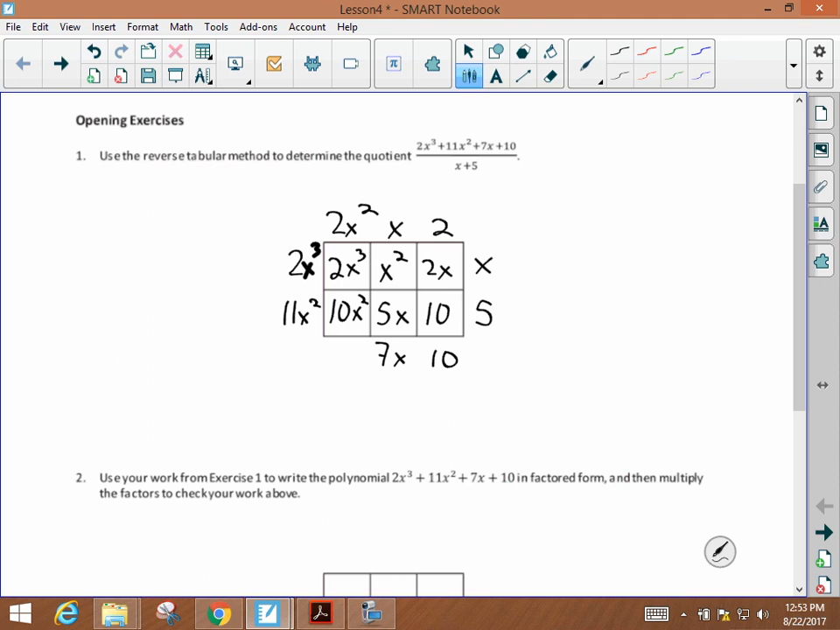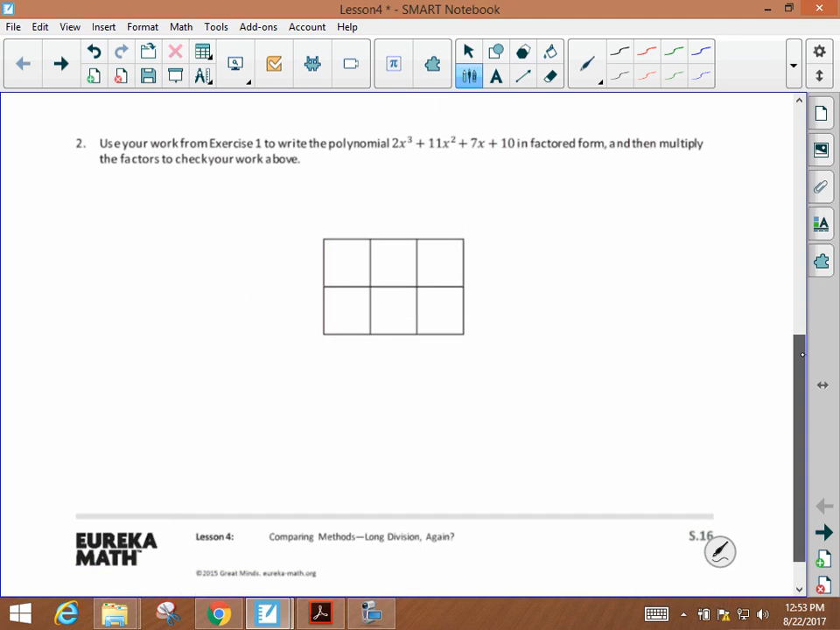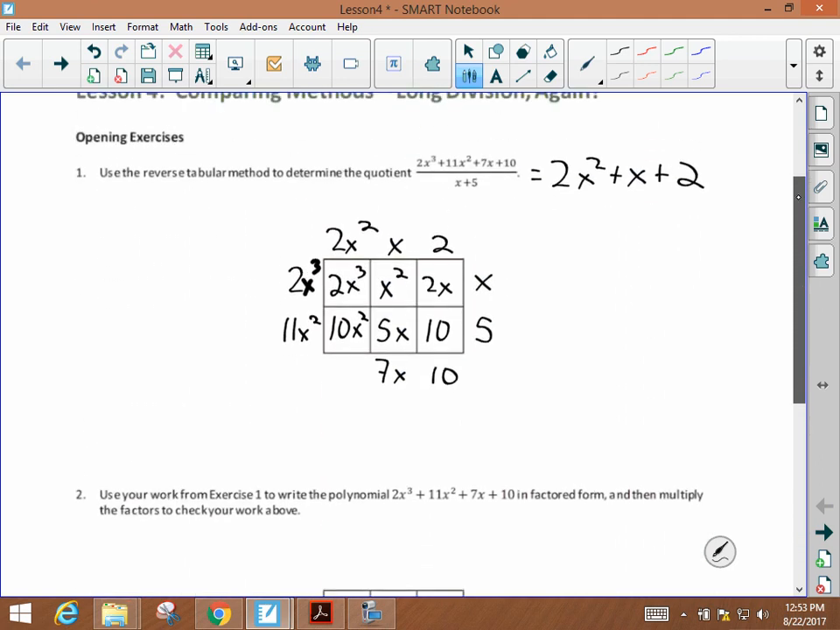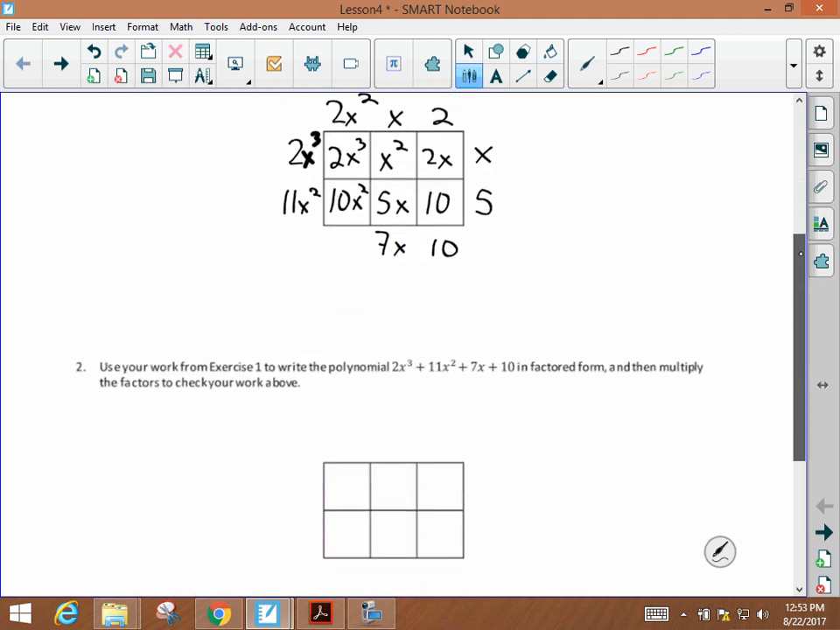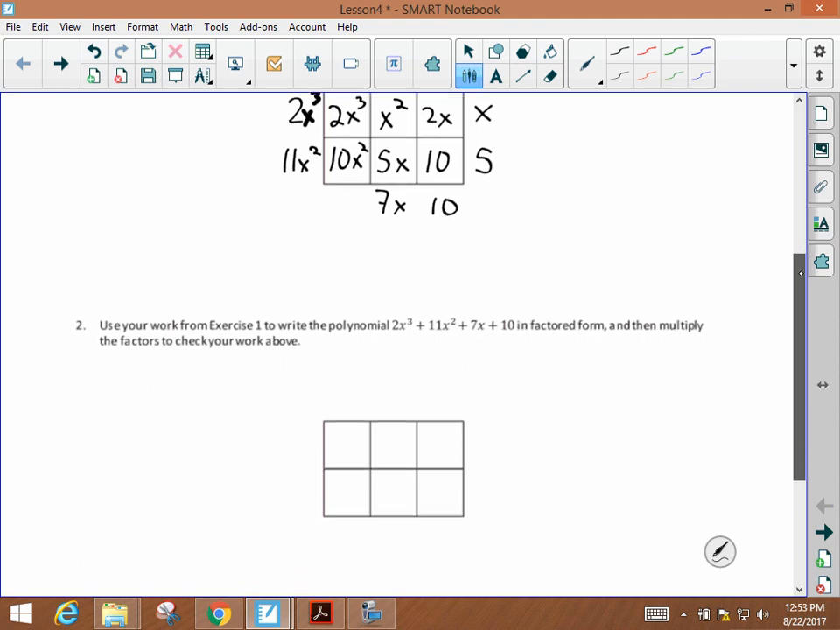All right, so what does that mean? That means that our quotient is 2x squared plus x plus 2, right? It's always a number on the top. All right, so from 1, we're going to use our work to write that in factor form, and then we're going to multiply it.